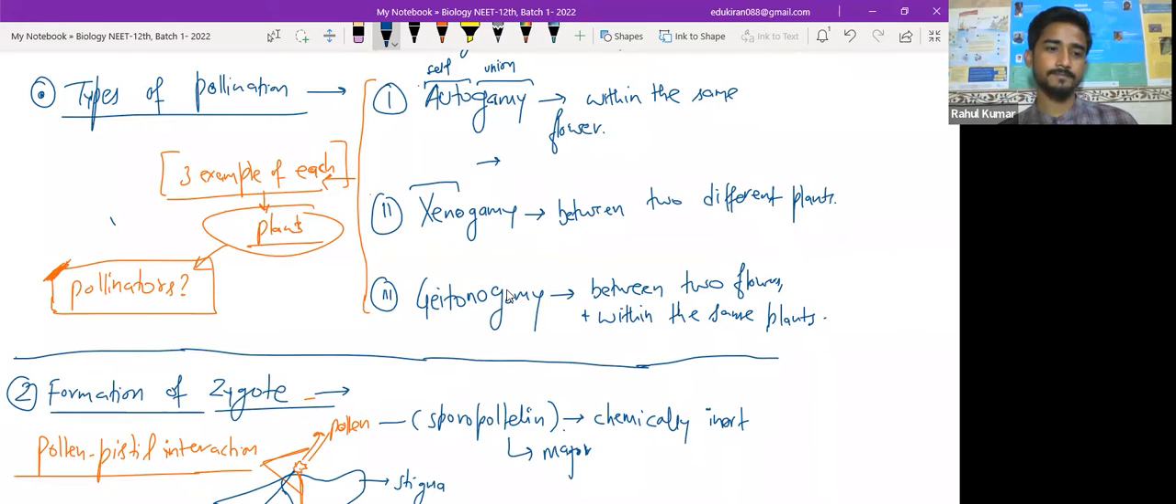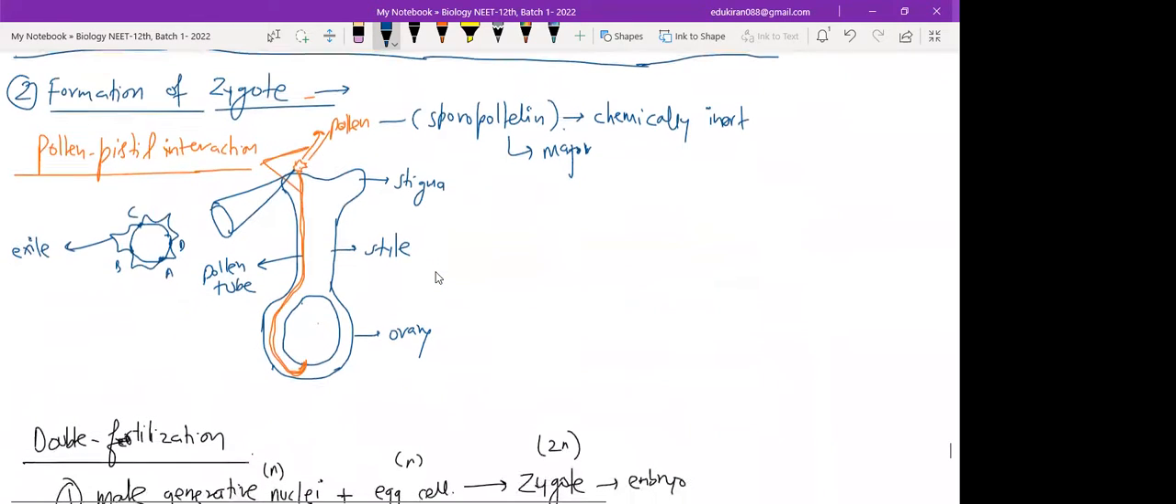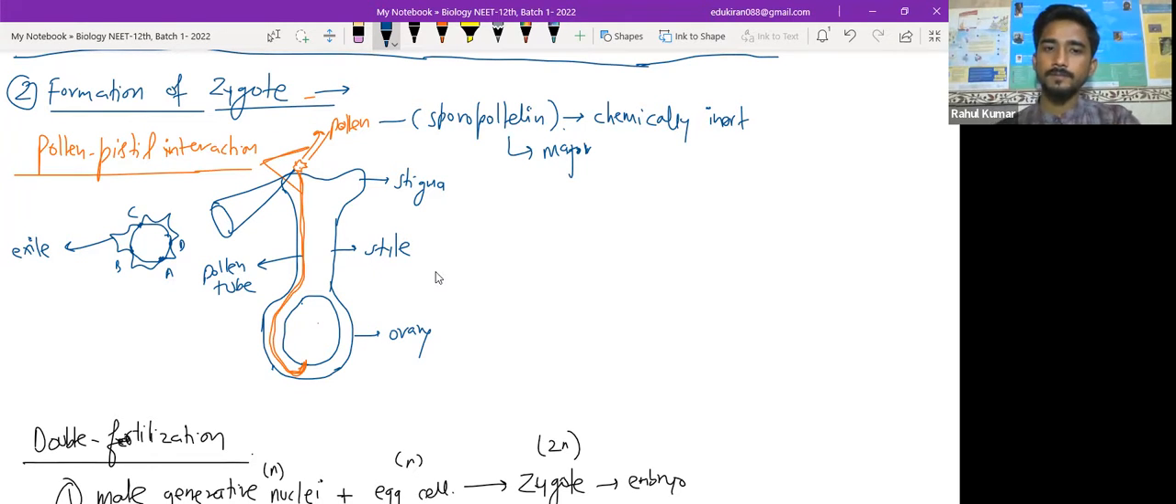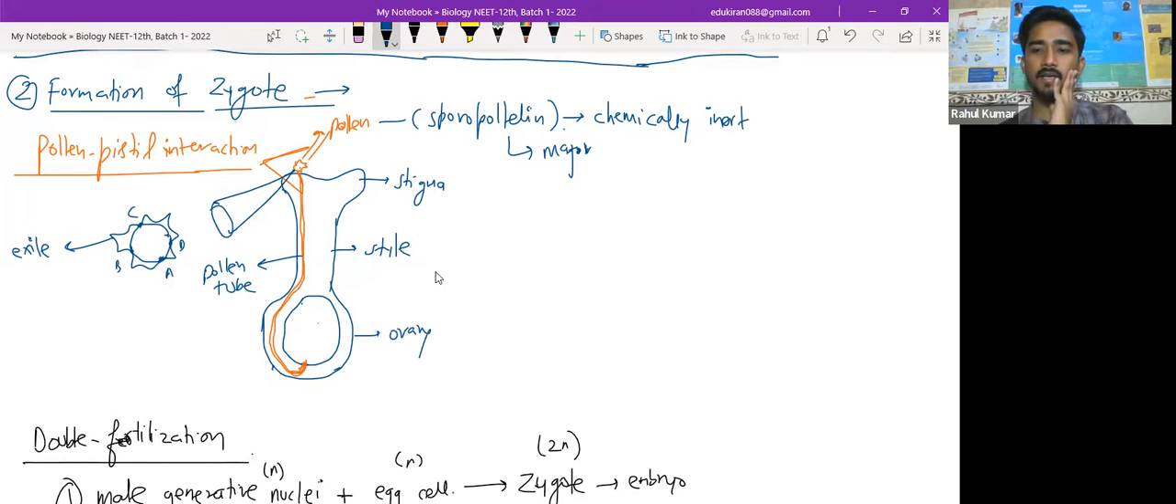Perfect. Then we studied gamete formation, in which the male gamete from the pollen grains travels to the style and enters the ovule through the pollen tube to fertilize with the egg to form a zygote. And what was pollen pistil interaction? Okay, thank you, Saifullah.